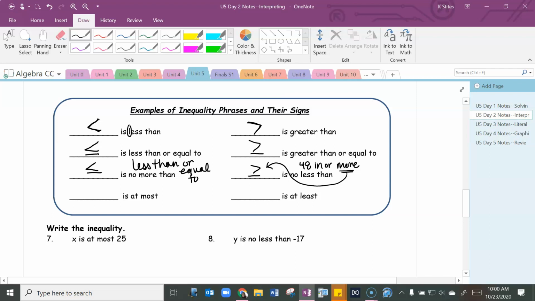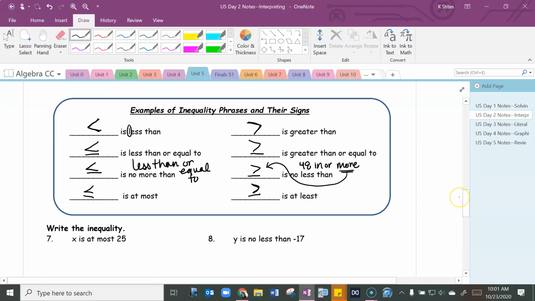At most. Okay, if I say we can fit at most 5 people in this car, at most 5 people. I'm not saying we can fit 20 people. I'm saying at most. The very most is 5. That's a less than or equal to. 5 or less people can fit in my car. Okay, and finally, at least. You need to get at least a 60% to pass this class. At least. At least means you need to get a 60 or higher, meaning greater than or equal to 60.